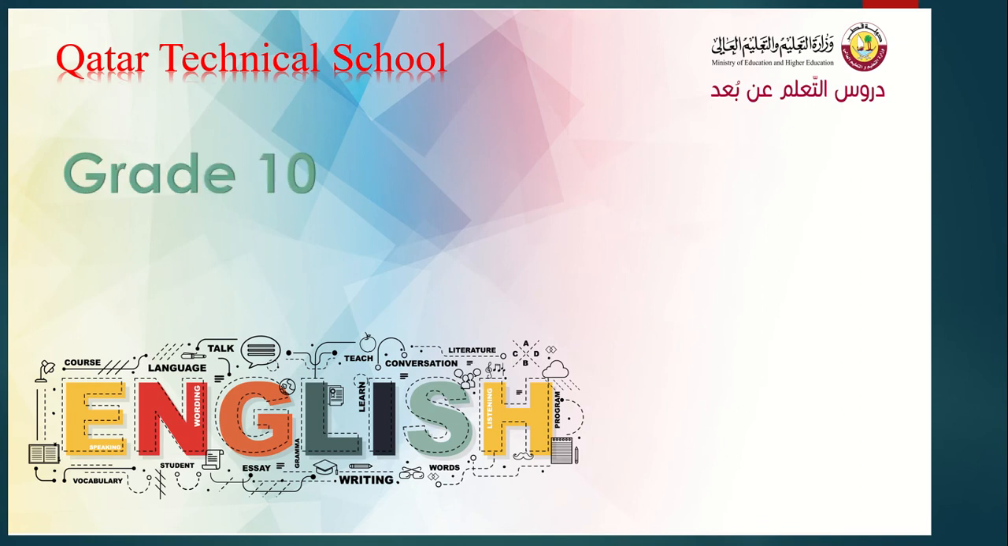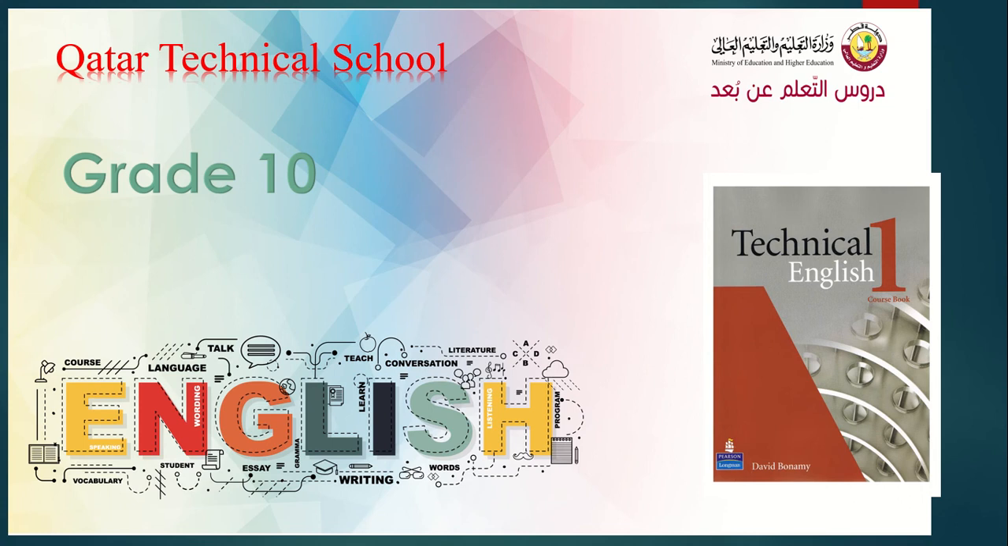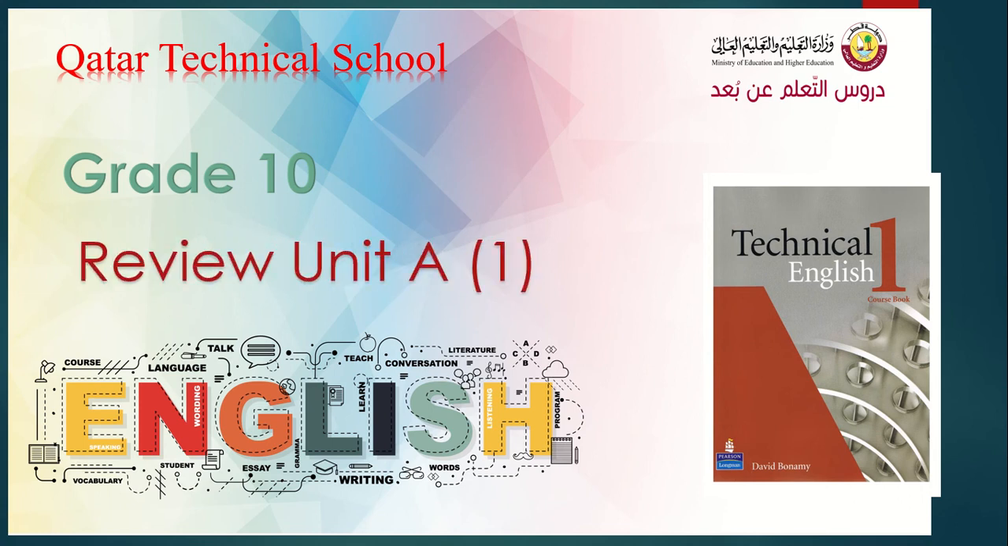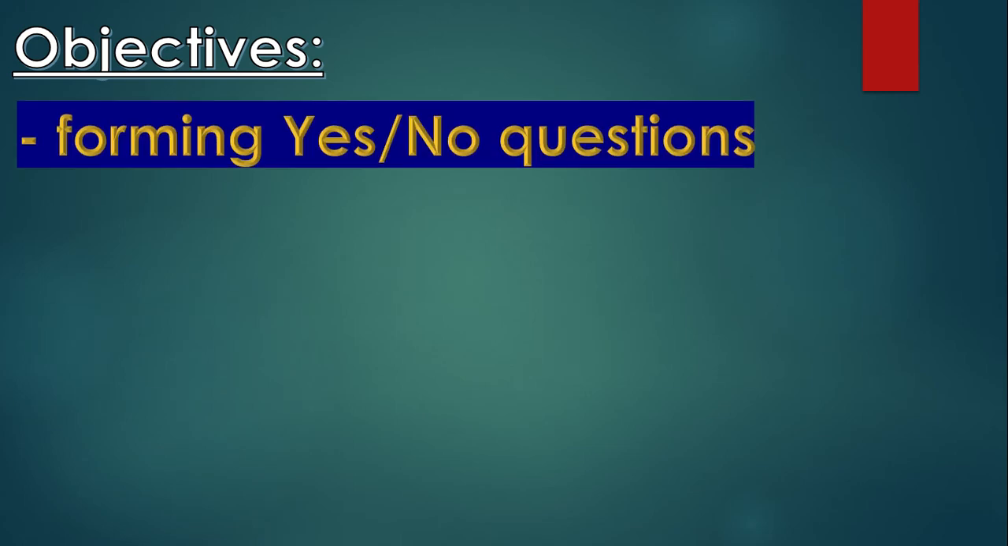This is a grade 10 lesson. We're going to use the Technical English Book 1, and the title of this lesson is Review Unit A, number 1. This is the first lesson for the review. The review is sort of revision we have after each 2 units. Let's look at the objectives of today's lesson.